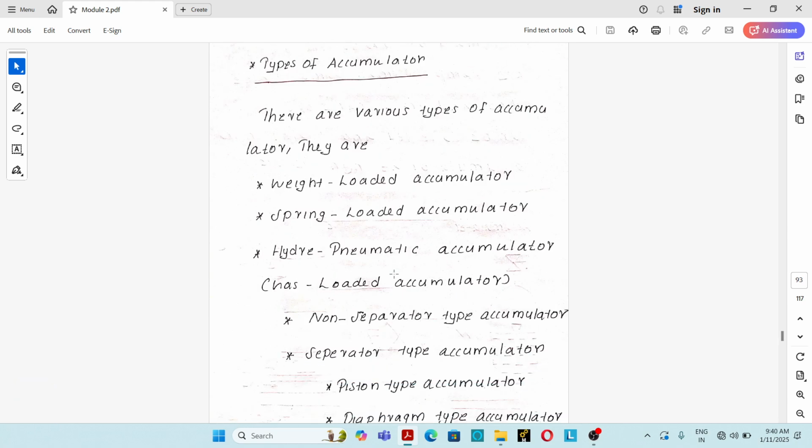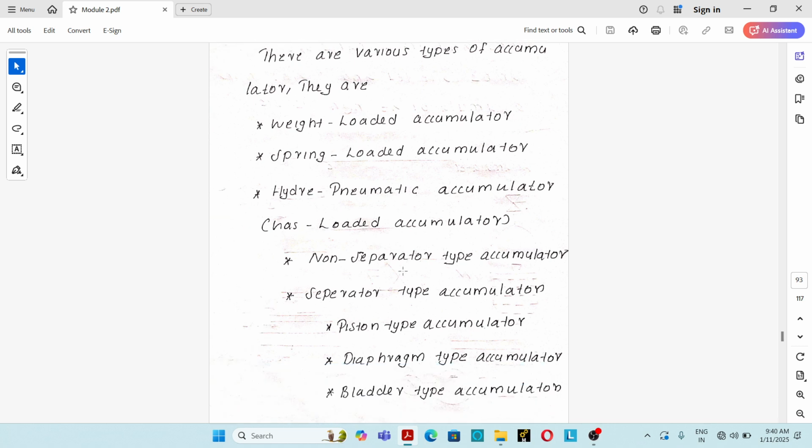So what are the classifications of accumulators? There are various types of accumulators. They are the weight loaded accumulator, spring loaded accumulator, and hydro-pneumatic accumulator, that means gas loaded accumulator. In gas loaded accumulators, there are two classifications: non-separator type accumulator and separator type accumulator.